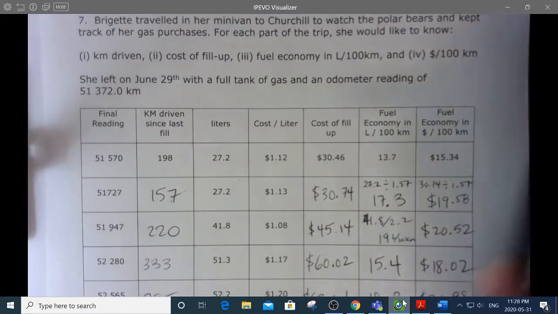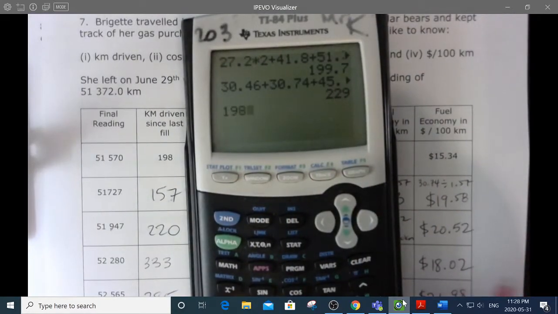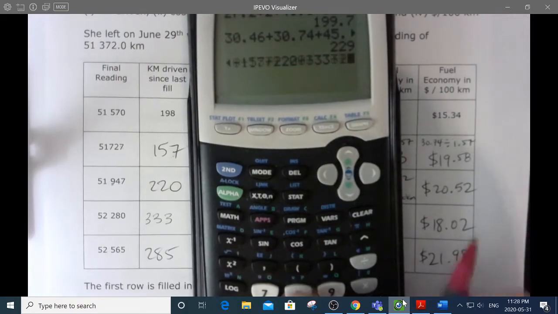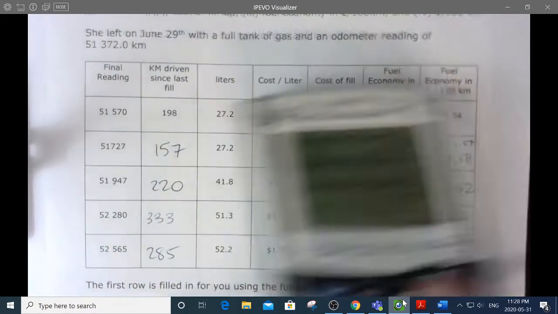What was the total distance traveled? Okay, so the total distance traveled is, the first one was 198, the one I didn't have to calculate, plus 157, plus 220, plus 333, plus 285. And that's 1193.